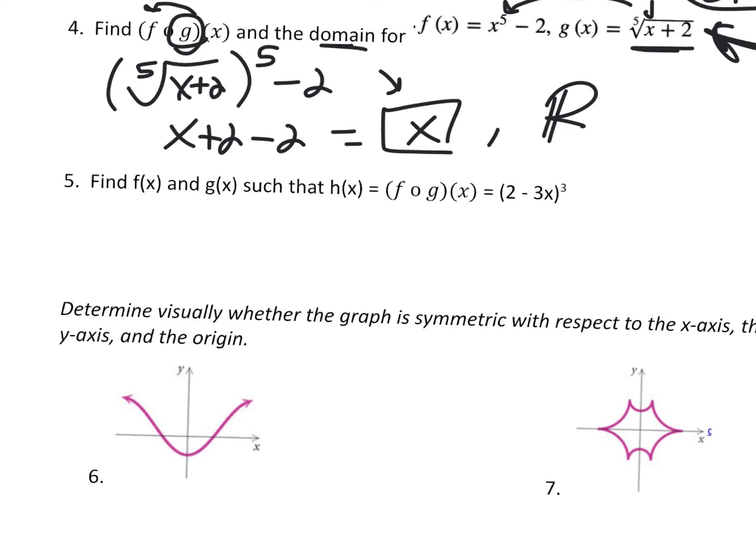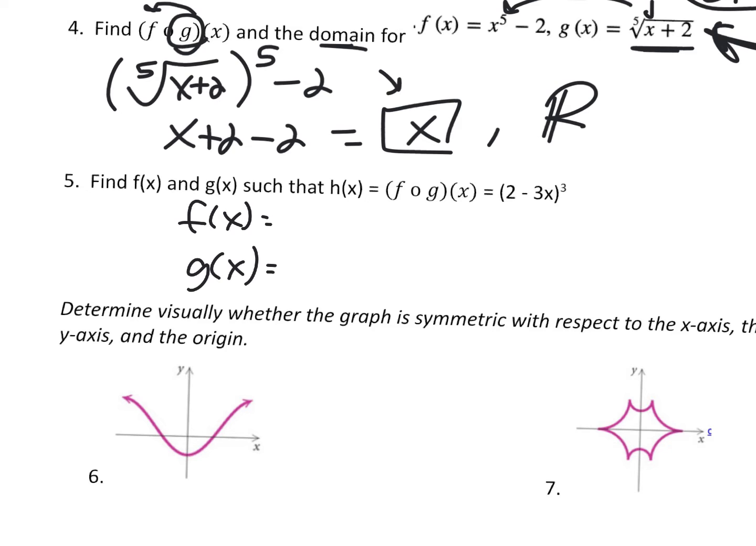All right, number 5. Guys, you've got no strategy for 5. It says find f of x and g of x so that h of x is f of g of x. So you've got to come up with 2 functions, and there's probably 3 or 4 different answers you could come up with. And the only rule is one of them cannot just be f of x equals x or g of x equals x.